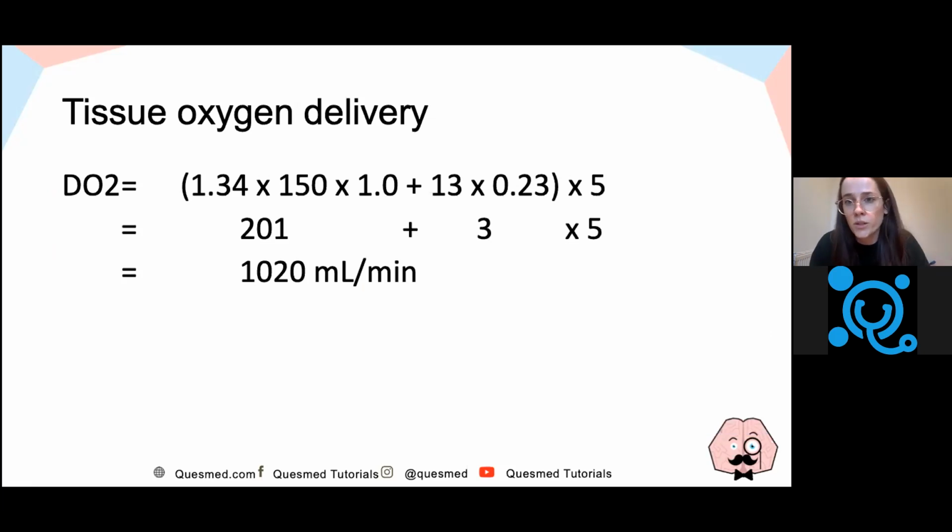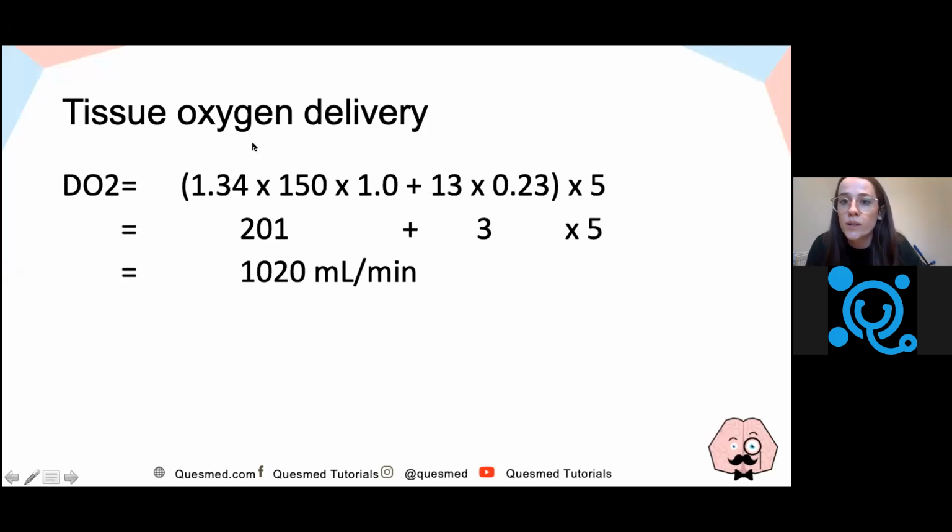So substituting those numbers into this equation, 1.34 times 150 times 1, plus 13 times 0.23 times 5, we get 201 plus 3, and then we times all of that by 5, and that's 1020 mils per minute. What we can see by this equation is that this small amount of dissolved oxygen doesn't really mean very much in terms of tissue oxygen delivery, and the vast majority of oxygen getting to the tissues is the proportion of oxygen that's bound.